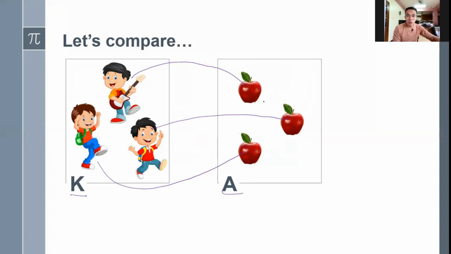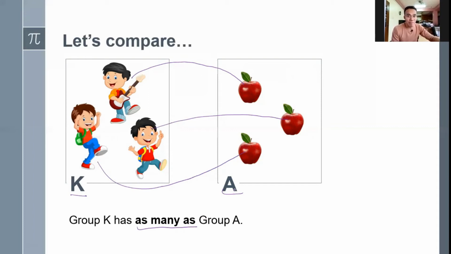So what can we say about these two groups? Which group has more? Teacher, none. Which group has less? Teacher, none also. If that's the case, grade 1, we can say that group K has as many as group A. It means group K and group A have the same number of objects.